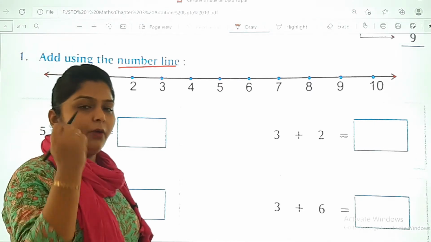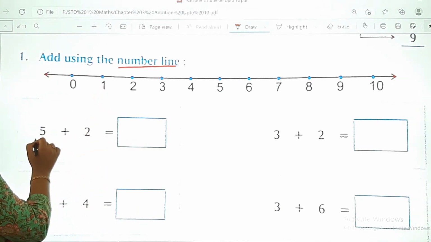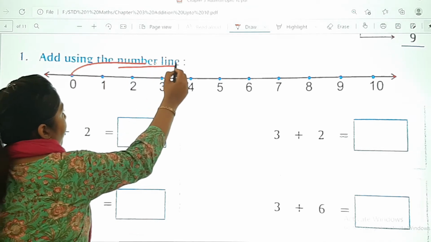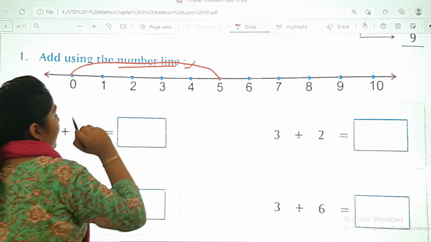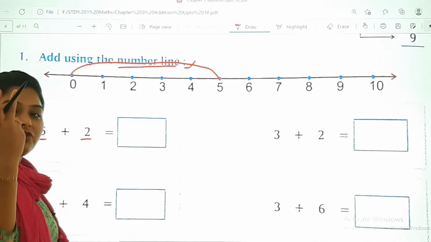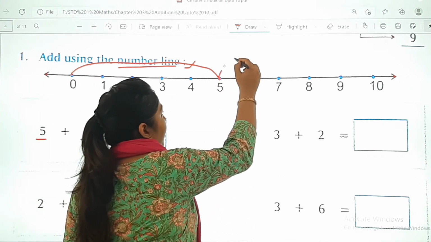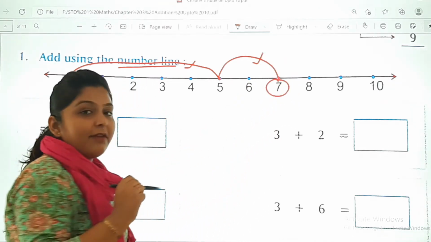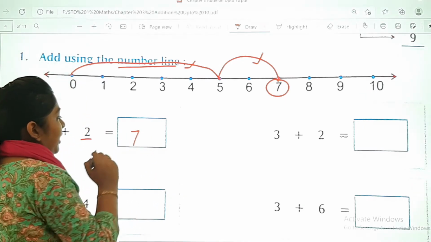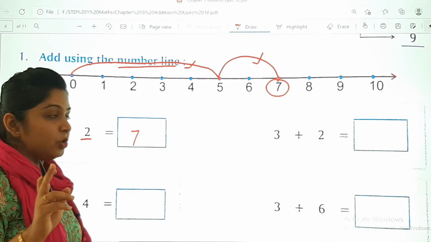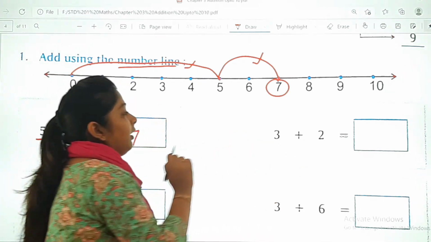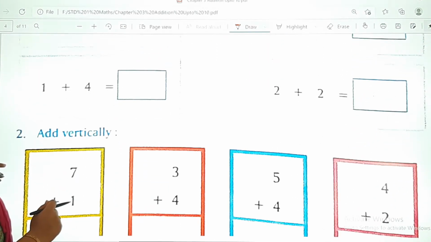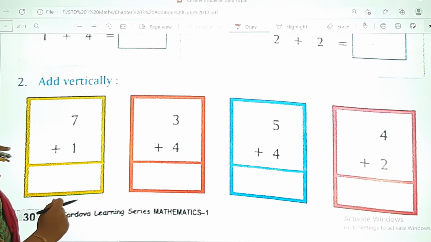Again the story of the kangaroo is here. Now first of all, number 5 is given here. So you will start from 0 to number 5 like this. Then 2 more jumps. So after 5, we will start 2 more jumps like this. So the kangaroo is on the 7th place. So your answer will be 7. Understood? In the same way you will do the remaining sums. Okay, see here, ma'am has already given you lots of hints.